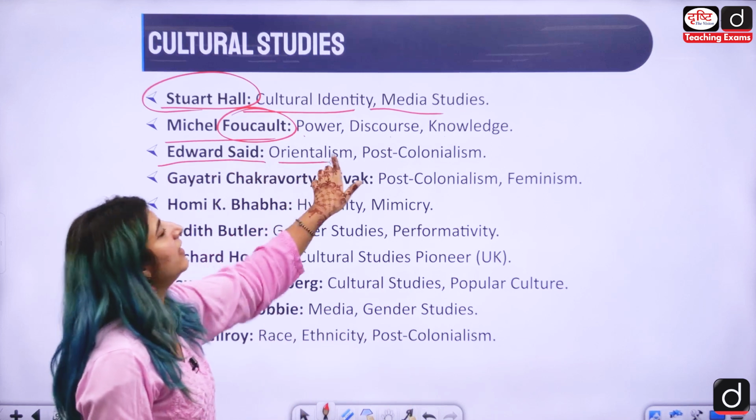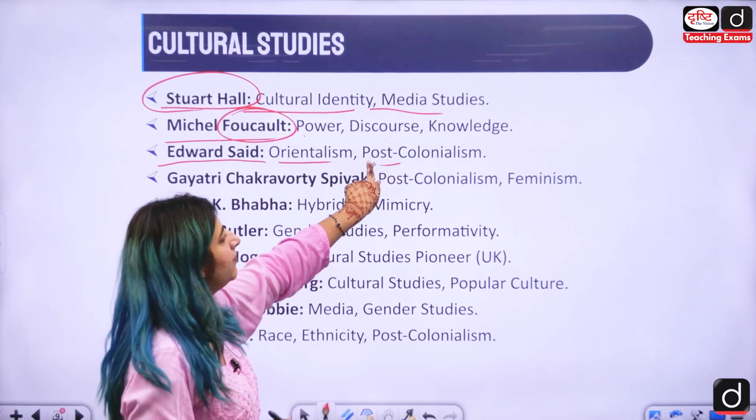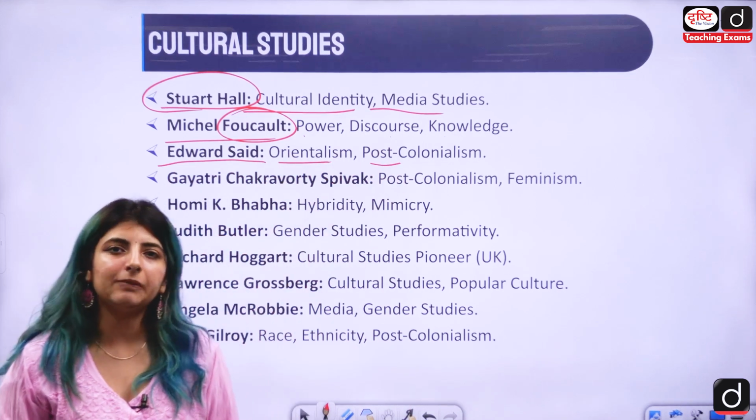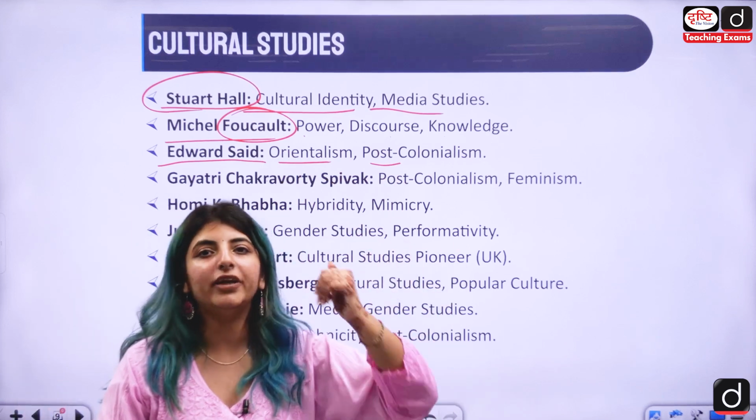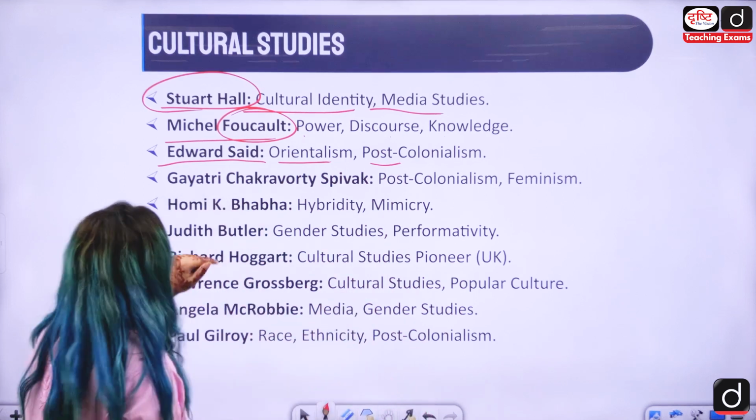Edward Said, giving us the theory of post-colonialism, culture and Orientalism, where the Occidents, how the Western people view the Orients as well, correct? That particular thing.